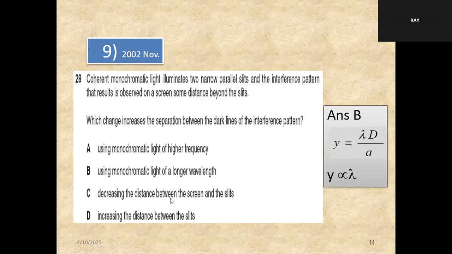Decreasing the distance between the screen and slit. That one is D. So you want this one to be increased. So wrong. Increasing the distance between the slits, that's your a. You increase it, this one becomes smaller. So no, the answer is B.